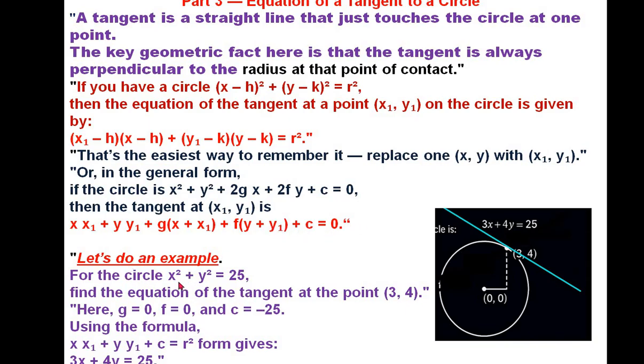For example, we have x² + y² = 25. Now this is not matching the general equation because here the origin is the center. It means g and f are 0, and c is −25. Now using the formula, we put in x1 and y1.